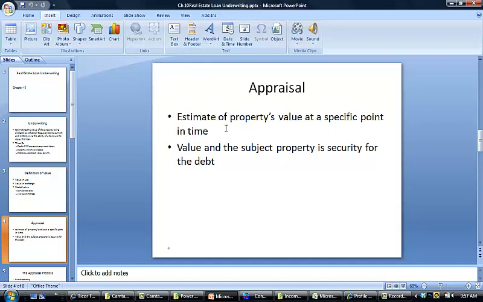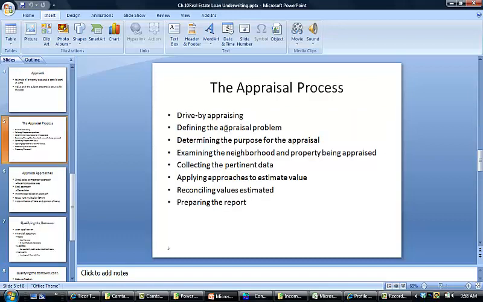So the appraisal is an estimate of the property at a specific point in time. In fact, today they like to see it around 4 months. Anything older than that is too old and they don't want to use it because it's got to be current: does it have value, and will it be a good security for the debt.